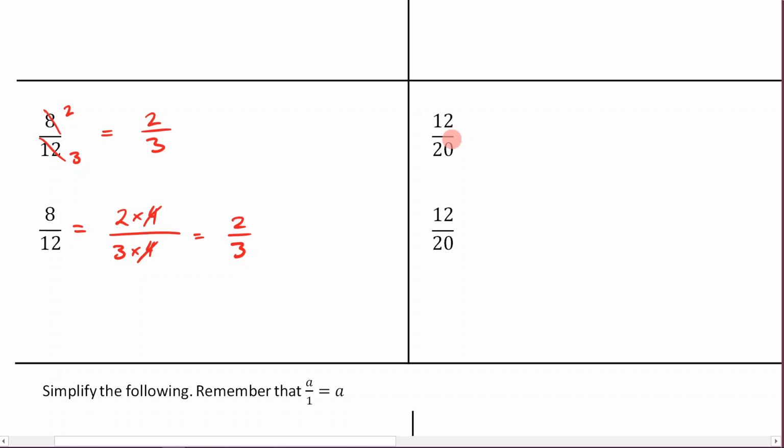We can come over here and we can use this method again. So I'm going to cancel out that 12 and I'm going to say, well, let me think first. What goes into both 12 and 20? That's going to be 4. 12 divided by 4 is 3. 20 divided by 4 is 5. So that means I've got 3 on 5.